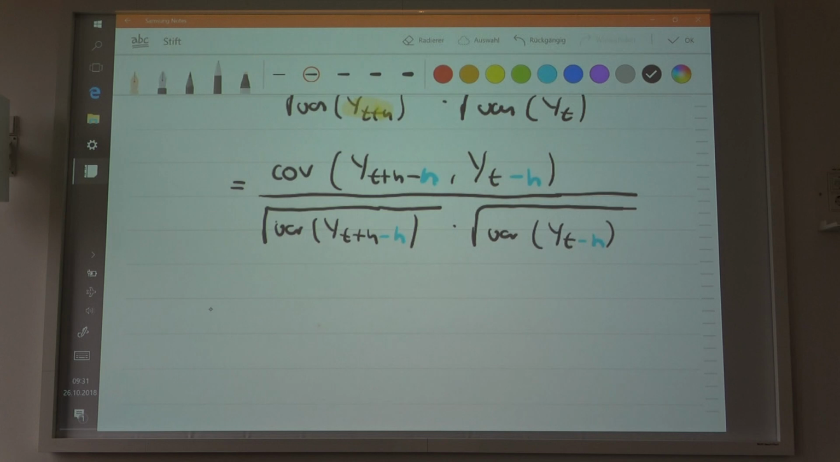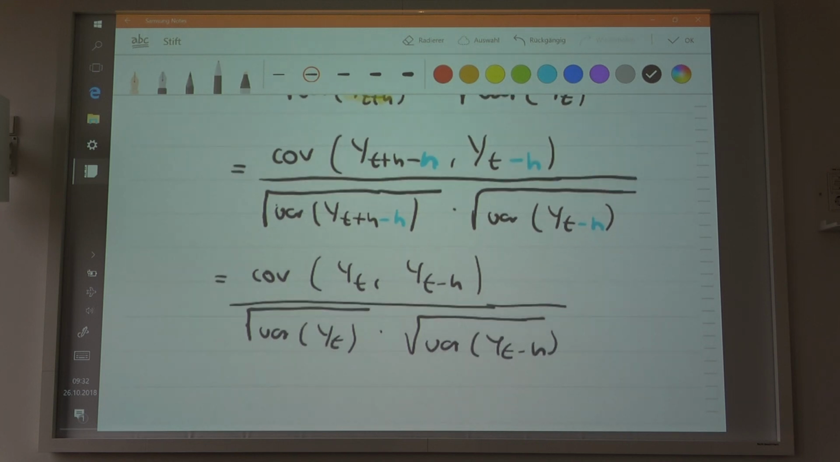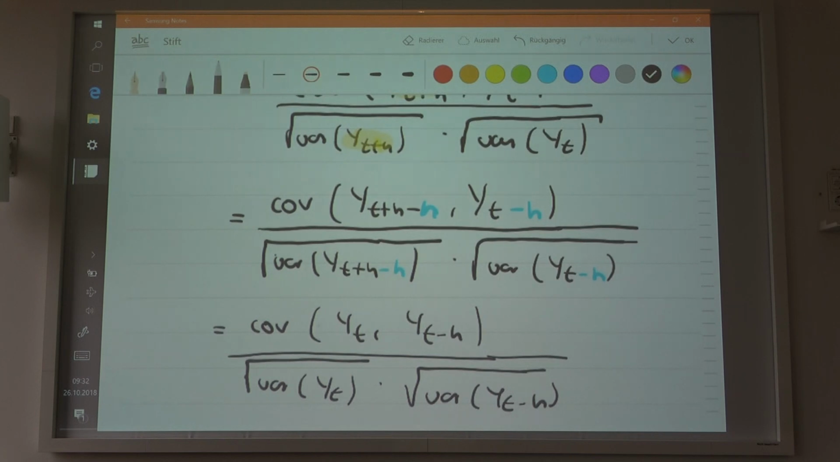I mean, this is obvious, because here you would have the covariance of y_t and y_{t-h} in the numerator, and in the denominator you would have the standard deviation of y_t times the standard deviation of y_{t-h}. All right. So basically, this is what you see as the final result. Again, this is just true if the process is stationary. If the process is not stationary, of course, it's not true.